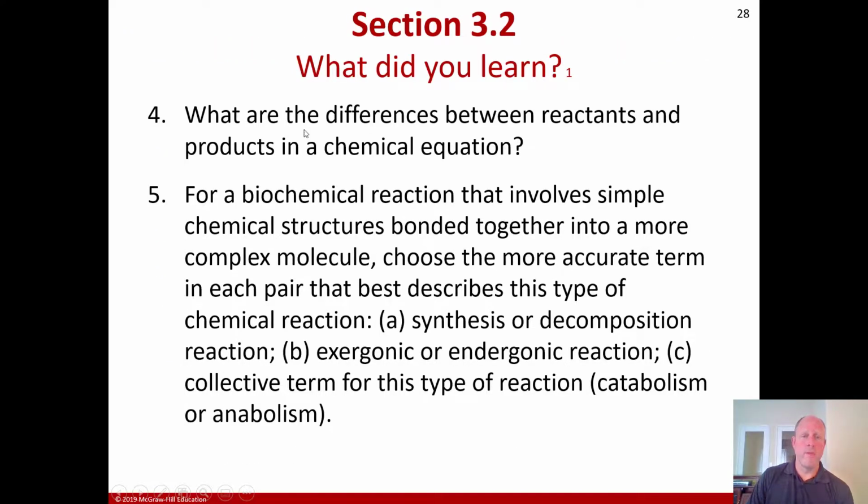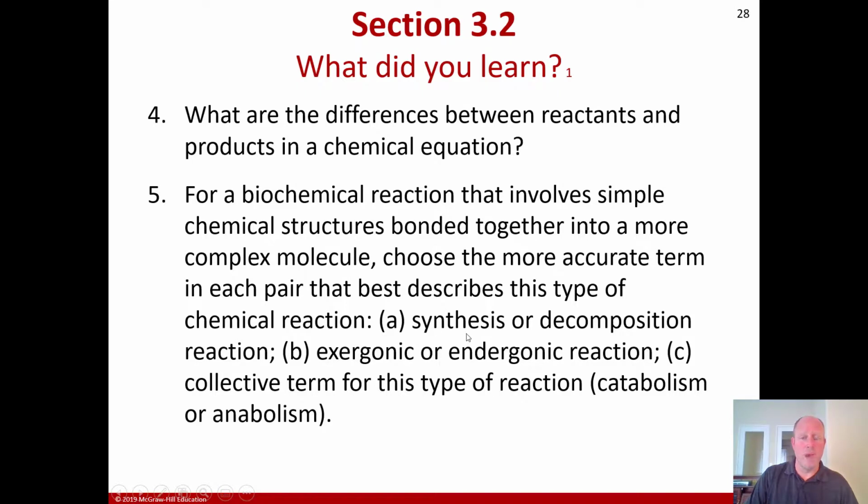So what did you learn? The differences between reactants and products in a chemical equation. Well, we start with the reactants, and the end result after the chemical change, after this transformation or conversion, we end up with the products on the other side. For a biochemical reaction that involves simple chemical structures bonded together into a more complex molecule, right? Choose the more accurate term in each pair that best describes this type of chemical reaction. So we're talking about bonding together to form a more complex molecule.